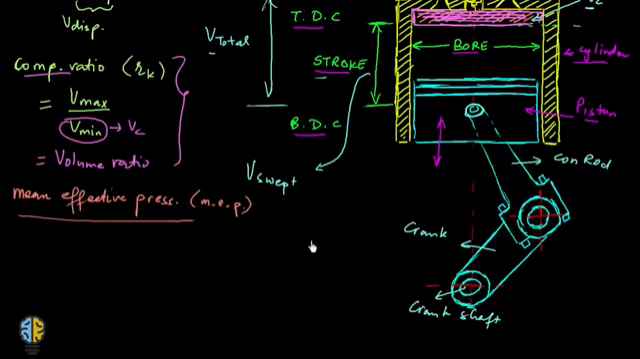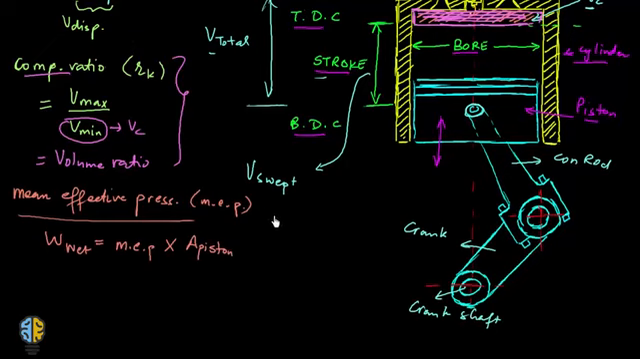So if you talk about the net work done by the reciprocating IC engine, this is equal to the mean effective pressure times the piston area.